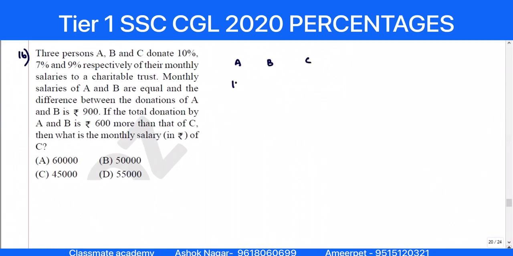It is 10%, it is 7%, it is 9%, right? In terms of percentages. And we know A and B salaries are the same. Therefore, what is the difference between their donations? 3% of their monthly salary. So 3% of their monthly salary is given as how much? Is given as 900. Therefore, what is their total donation?